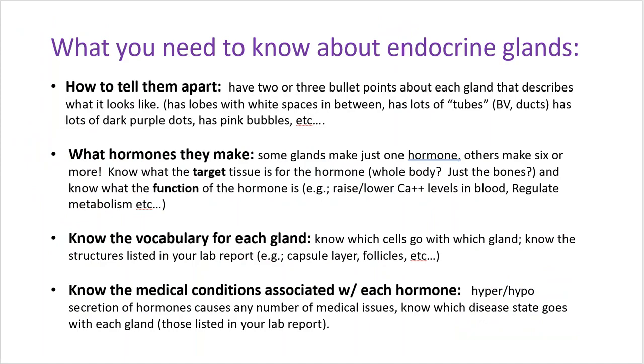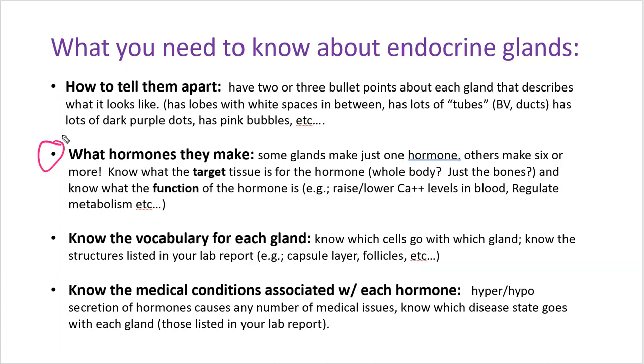Let's get started. I just want to go over basically what you need to know about endocrine glands. You need to be able to tell them apart, so how to tell one gland from another. Look for a couple of bullet points that describe each one, how they look on the screen or on the slides. Does it have lots of white spaces in between? Is it lobular? Is it just a bunch of dense purple dots? Does it have a lot of tubes, blood vessels and ducts? Be on the lookout for those things.